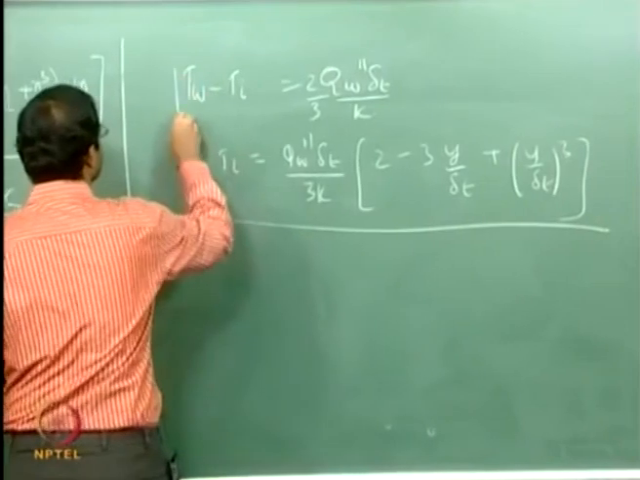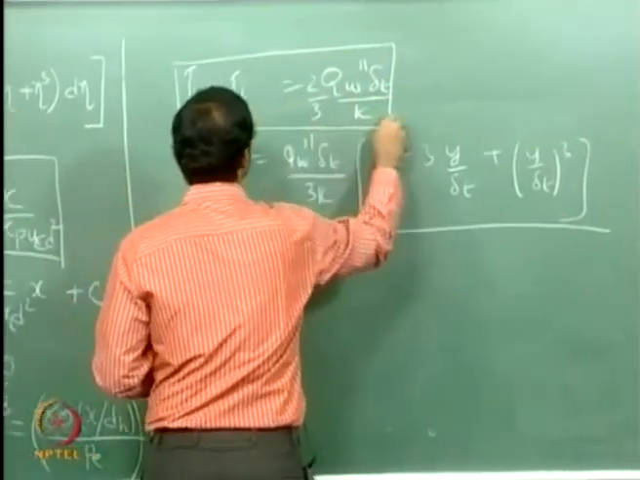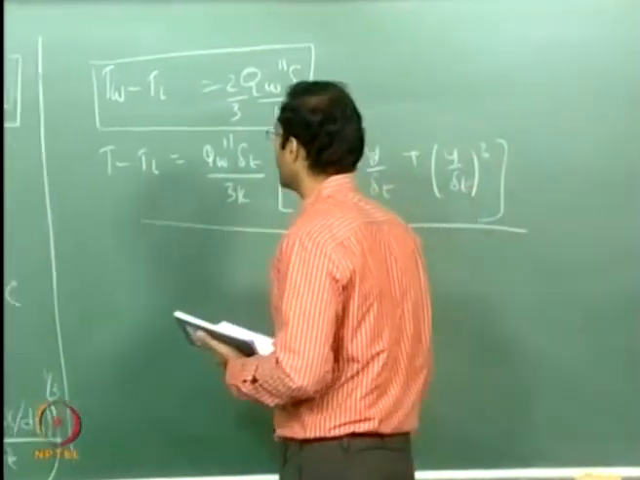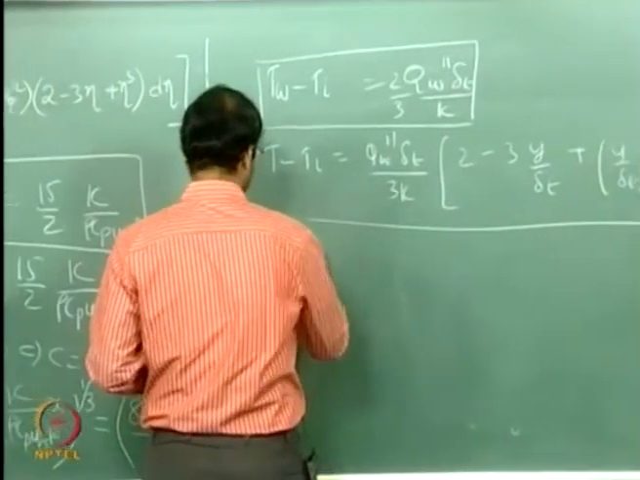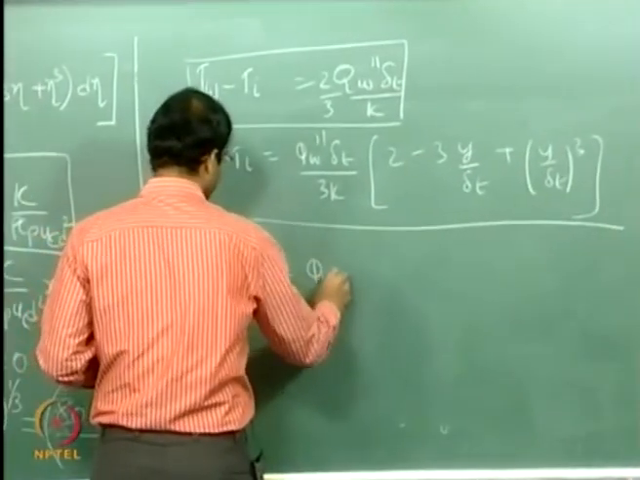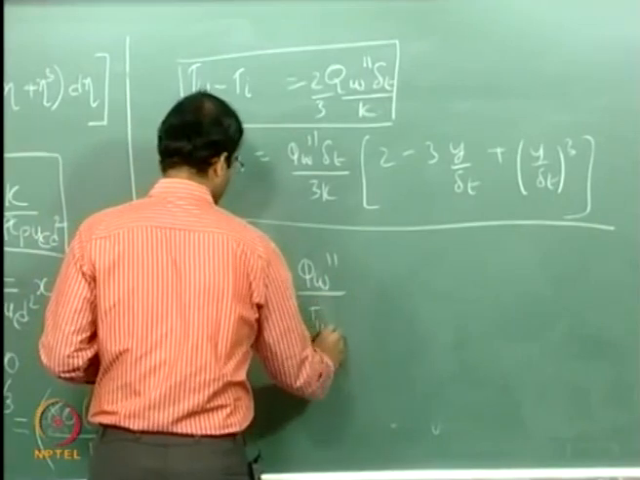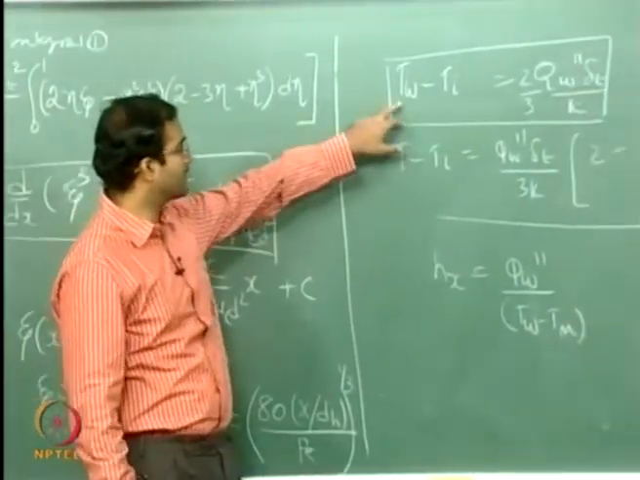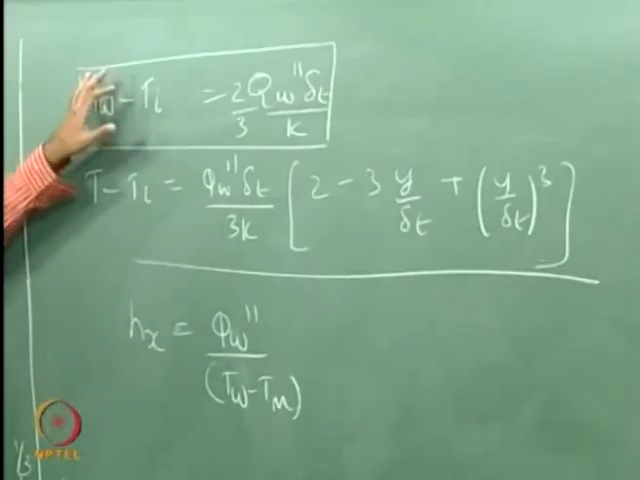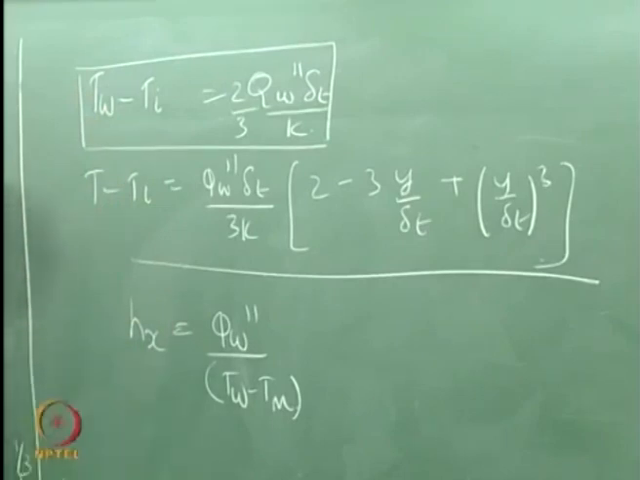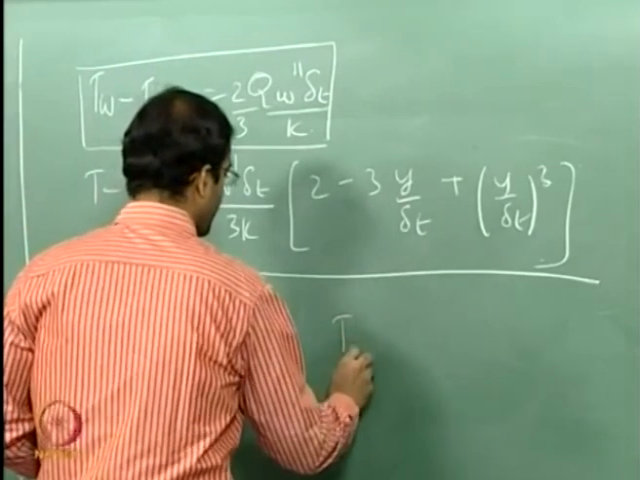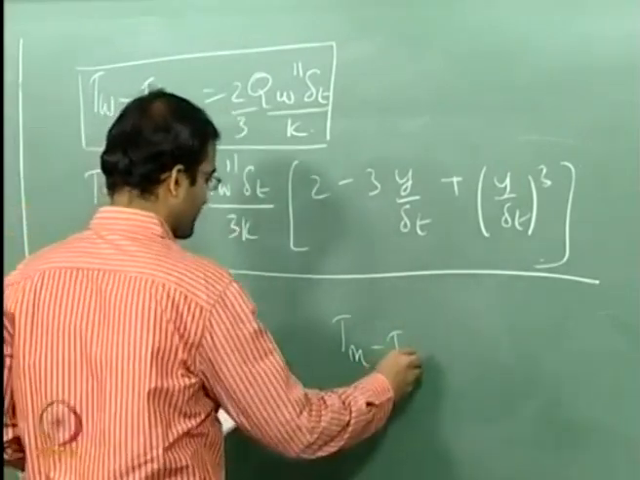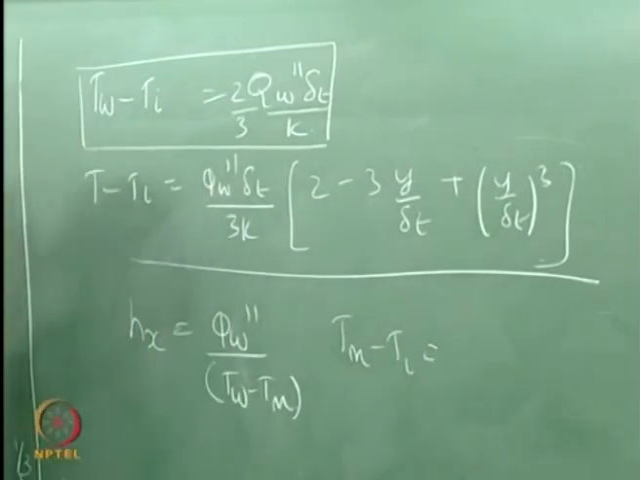So now if you look at this particular expression right here, this is still not complete. We have to get the mean temperature to finally calculate the heat transfer coefficient, because my local heat transfer coefficient is defined as q wall by T wall minus T mean. So I need to get another expression for T mean minus Ti and then subtract both, that will give me T wall minus T mean. So how do I get my Tm minus Ti? How do I get my mean temperature?